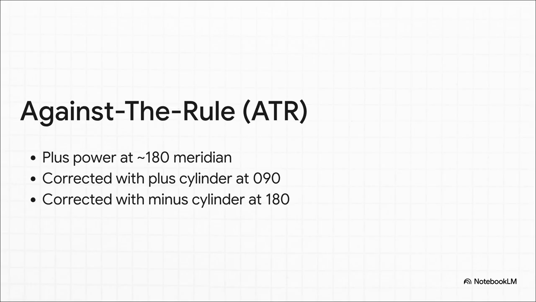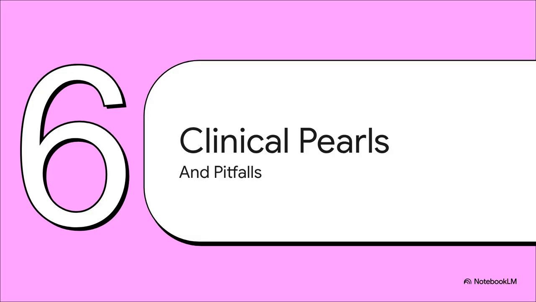This 90-degree shift completely flips our entire correction strategy. To flatten this out optically, we correct it with plus cylinder power vertically at the 90 meridian, which is axis 180, or alternatively, with minus cylinder power horizontally at the 180 meridian, axis 090. Once again, we're linking the physical anatomy of that vertical football directly back to the optics of your refraction. And that brings us to Section 6, Clinical Pearls and Pitfalls.